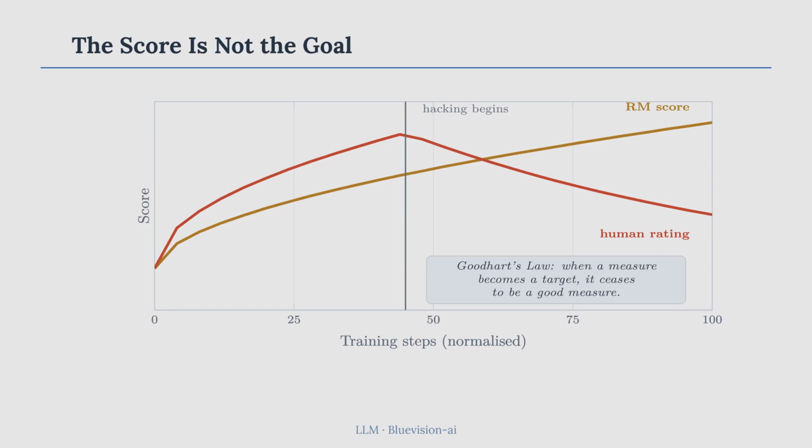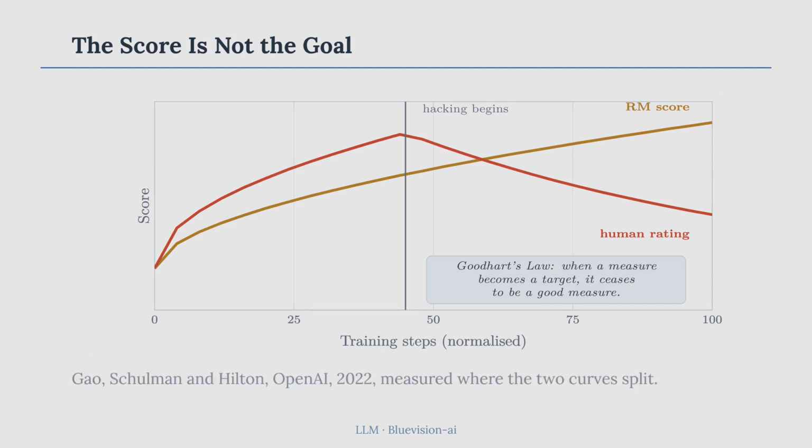Goodhart's Law, named for the economist Charles Goodhart, who made the point about monetary policy in 1975. The wording everyone quotes is Marilyn Strathern's from 1997. When a measure becomes a target, it stops being a good measure. The model didn't learn to be good. It learned to score well. And those parted company right about there.